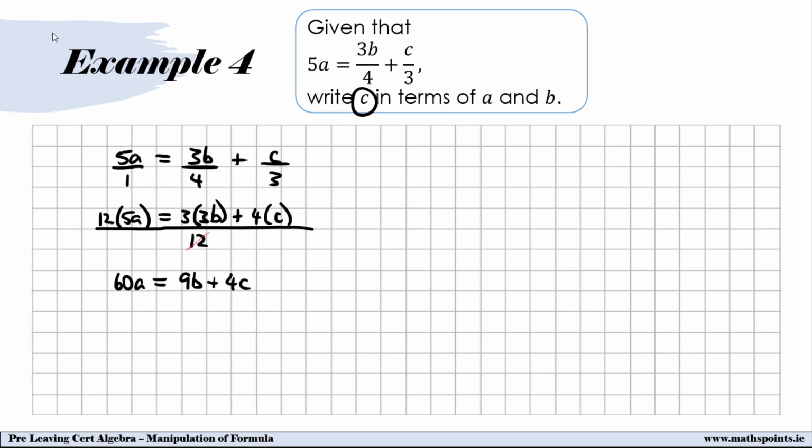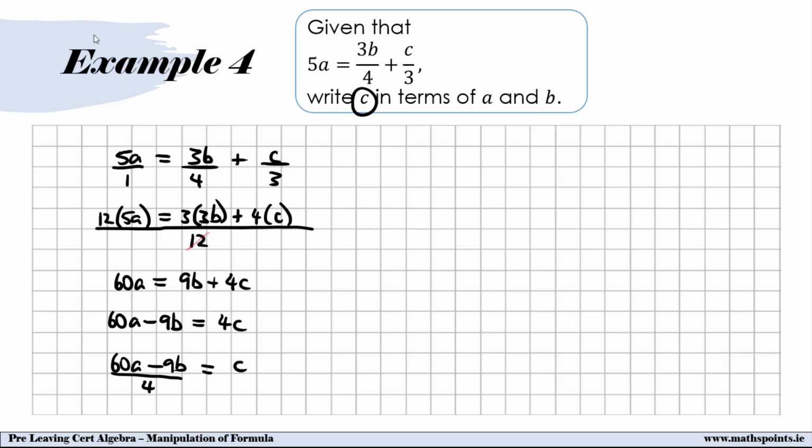If I subtract 9b from the right hand side, I also need to subtract 9b from the left hand side, and we're left with 60a minus 9b equals now just 4c on the right hand side. I want to divide both sides by the number next to the letter we're looking for, which is c. So I get 60a minus 9b over 4 equals 4c over 4 is just c. So we've made c the subject of the formula.